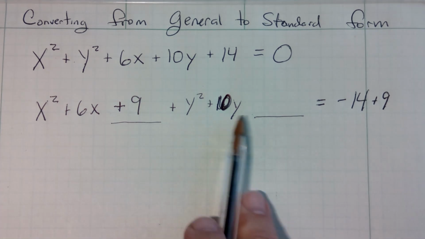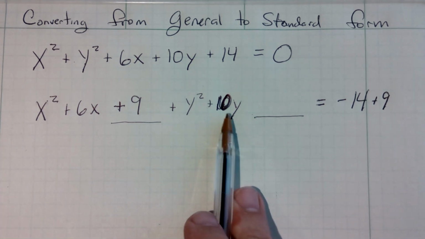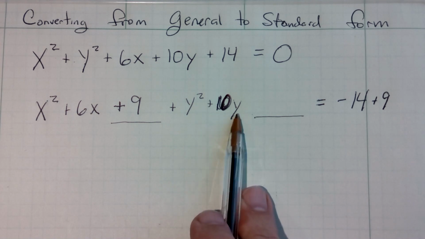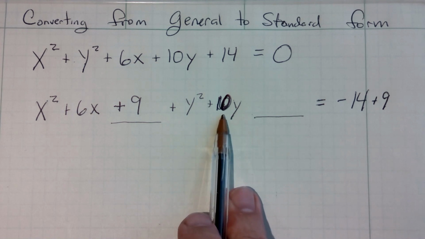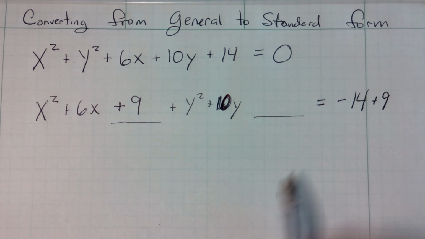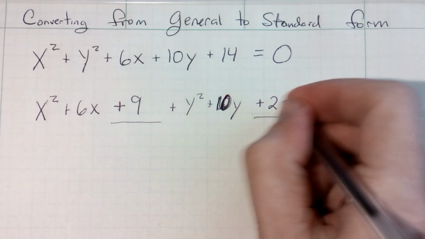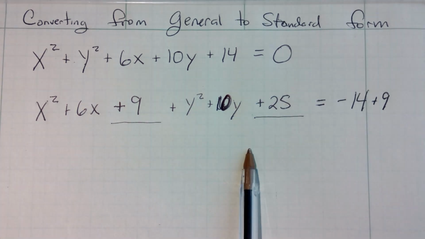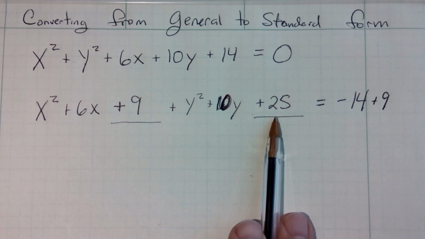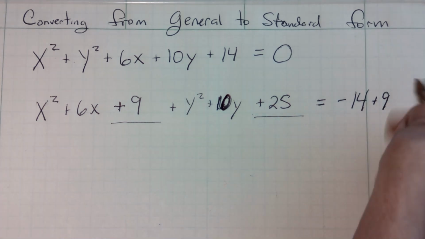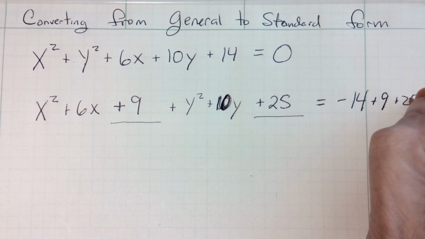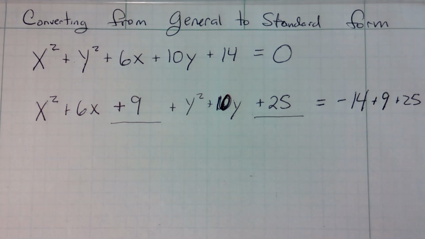I need to do the same thing here. I need to take half of this y term's value, half of 10, which is 5, and square it. So half of 10 is 5. I square it. I'm going to add in 25. But now again, since I added 25 into the left side of the equation, I need to also add 25 to the right side of the equation.